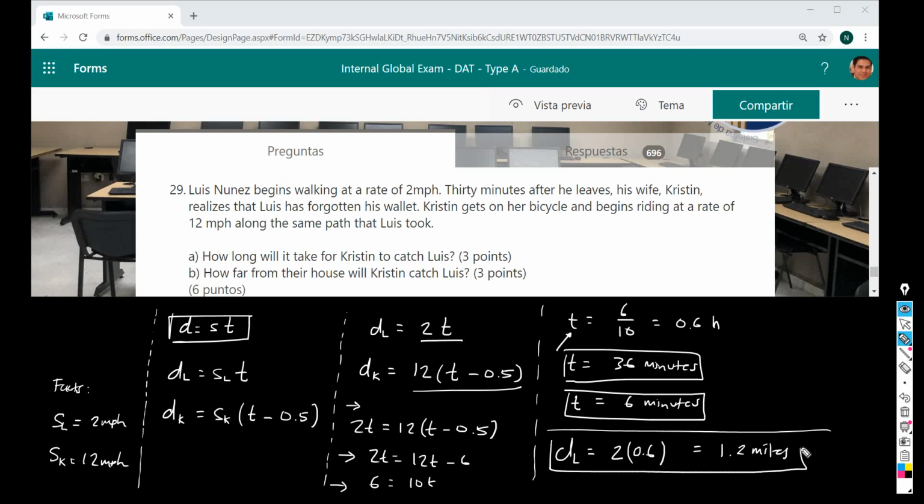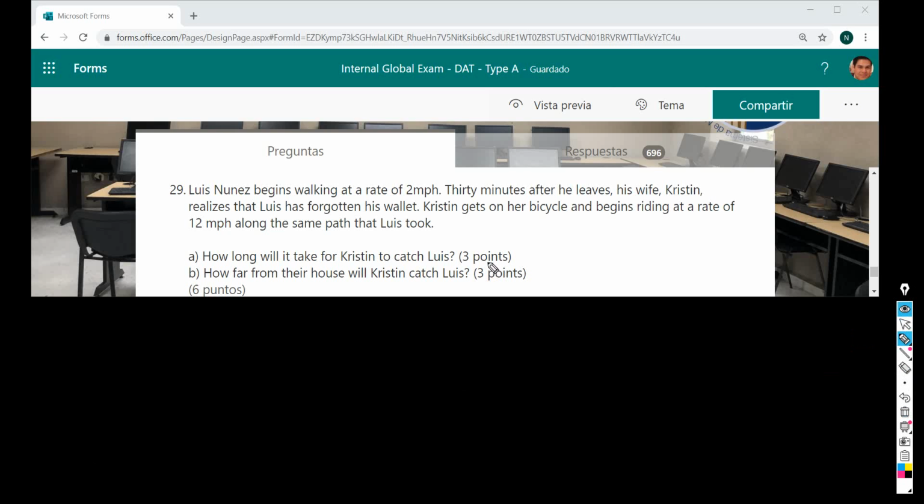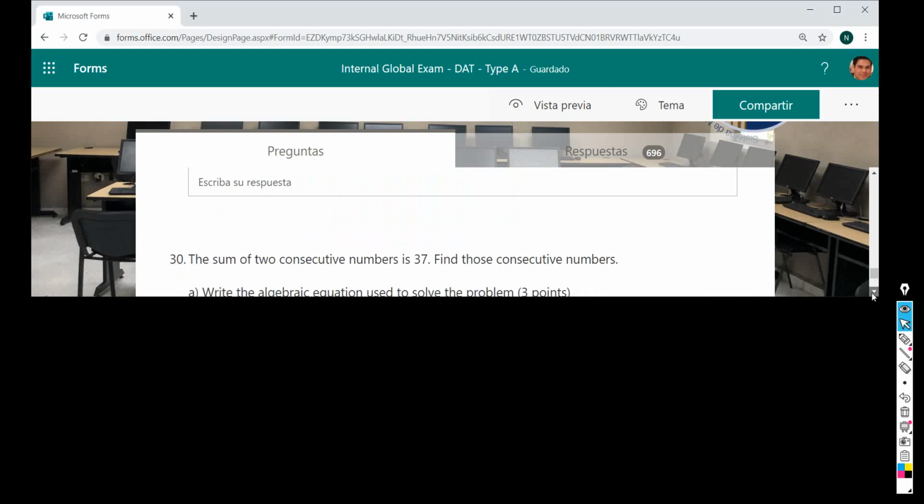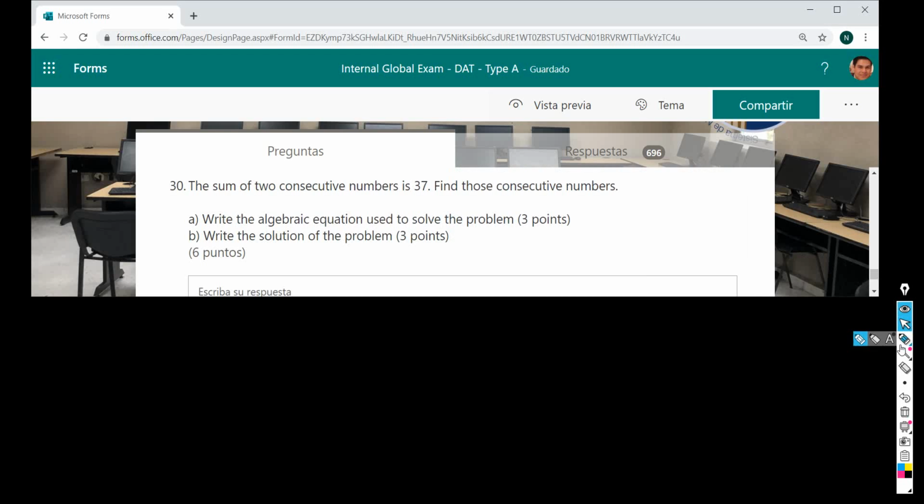So this is the second question. This is question A, and this is question B. And that's how you solve it. We did this problem in class, remember. Okay, this one was very easy. Some people got it wrong because of the following.